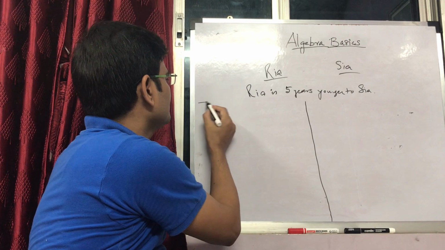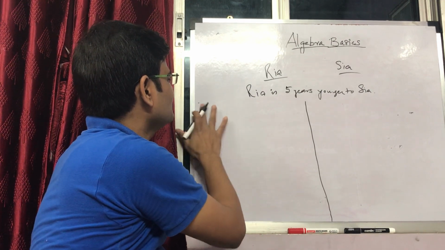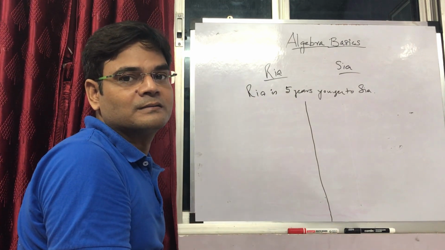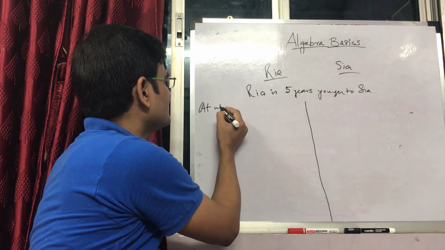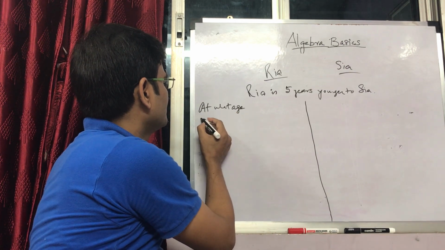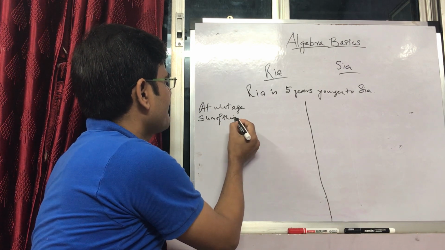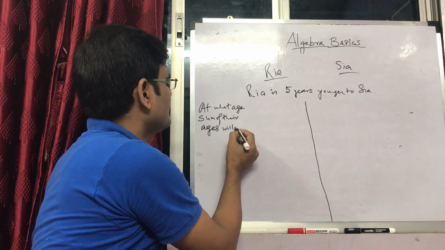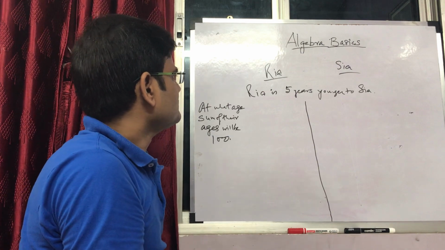And the total, I have given you total. At what age, the sum of their ages will become 100? I'll ask you, at what age? That's the question. At what age the sum of their ages will be 100? Now it's up to you.